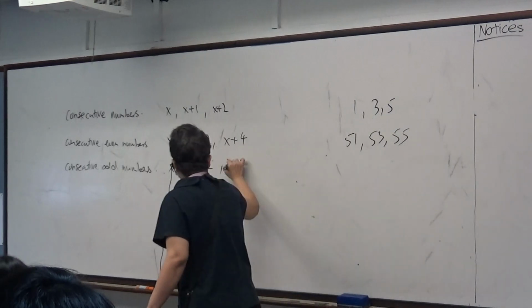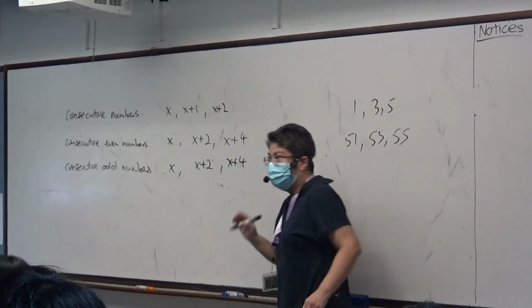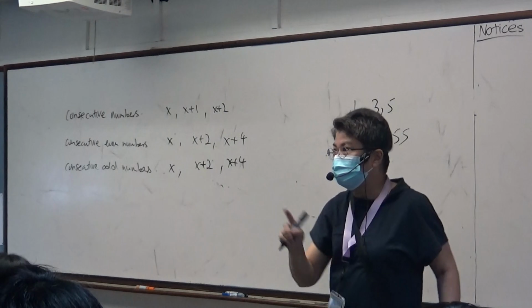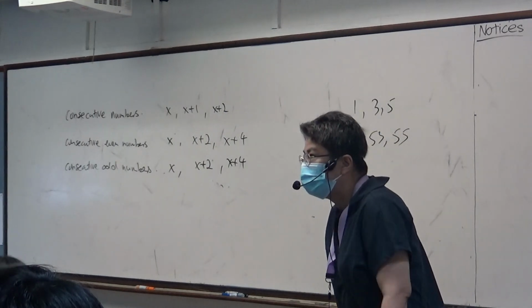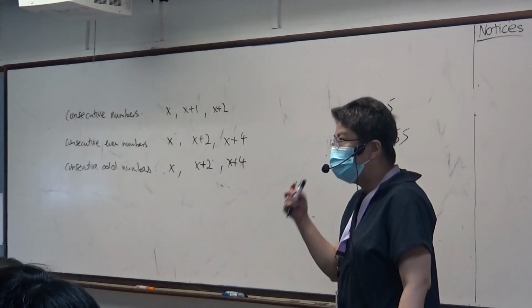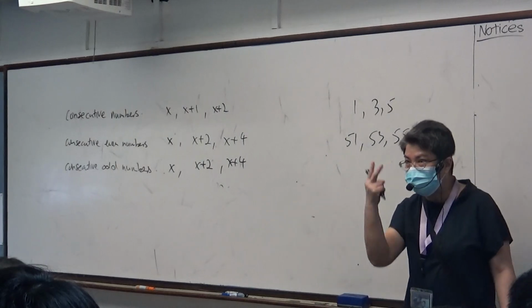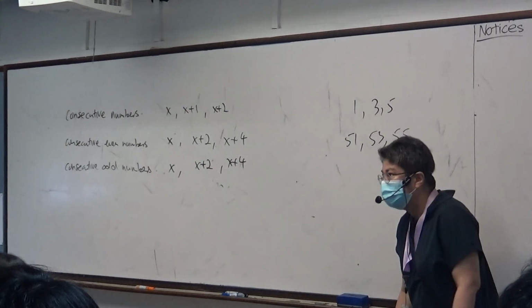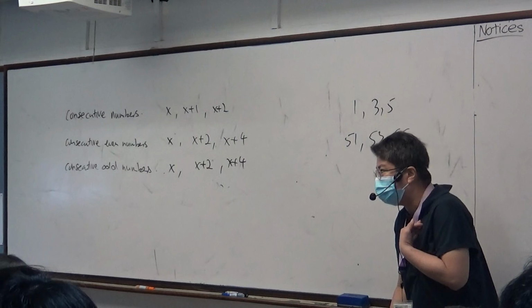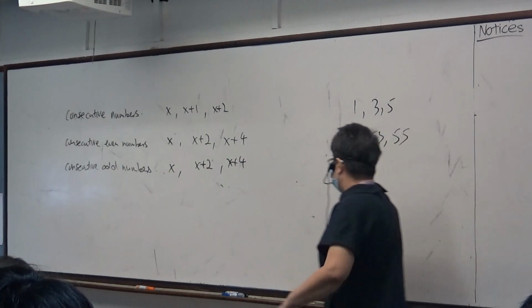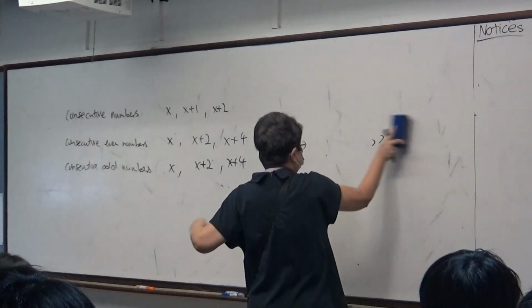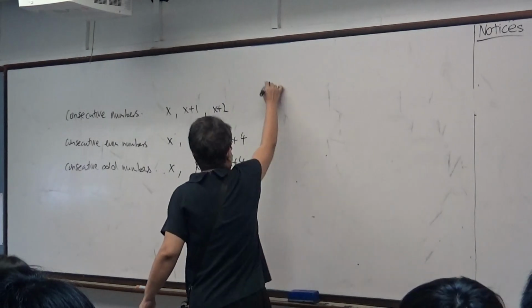Then it's still x plus 4. A lot of people will think it's x plus 1, x plus 3, which is wrong. Do you understand what I'm talking about? Because the difference between odd numbers is still 2. Everybody knows what I'm talking about here? Yes or no?